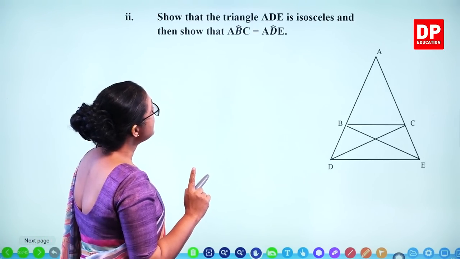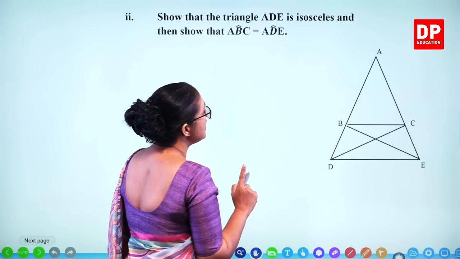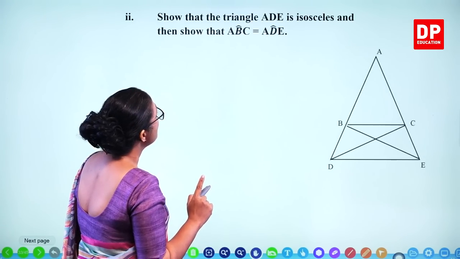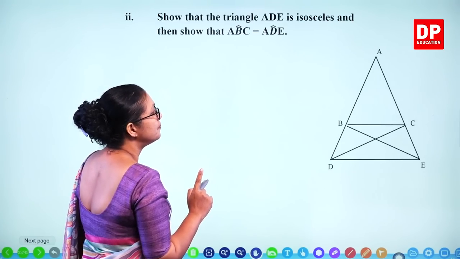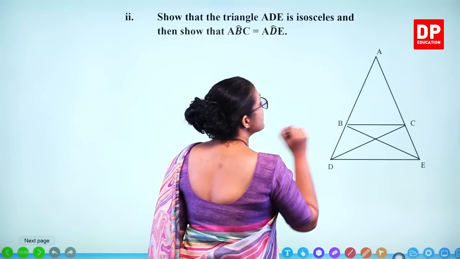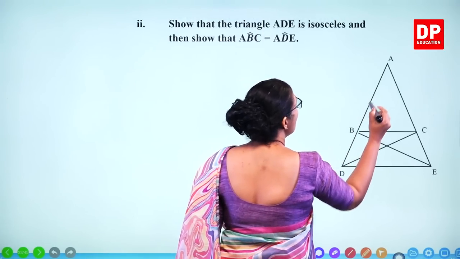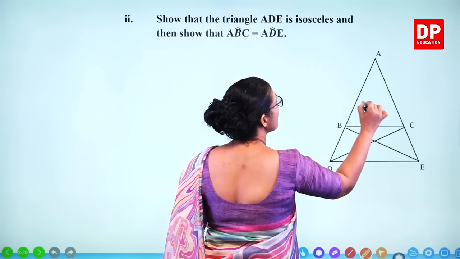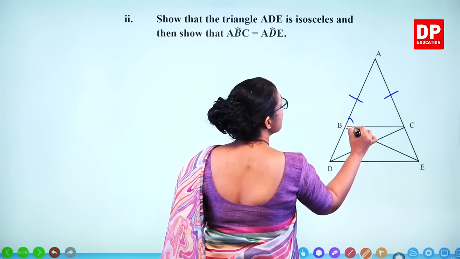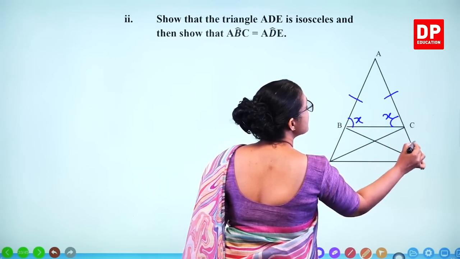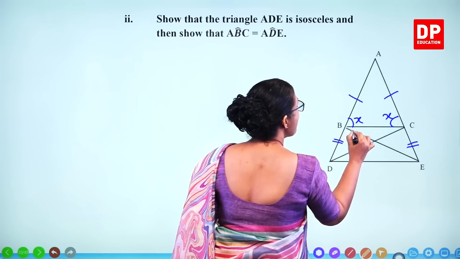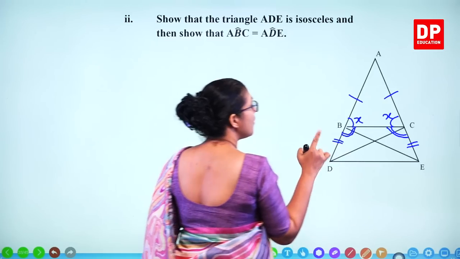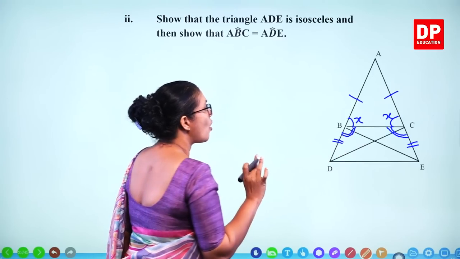Show that the triangle ADE is isosceles, and then show that ABC is equal to ADE. These two angles are equal. From the previous part, we know that these two lengths are equal, and we found this is an isosceles. This is x and x. These two lengths are equal, and this is equal to this one, and congruent. These two triangles are congruent.